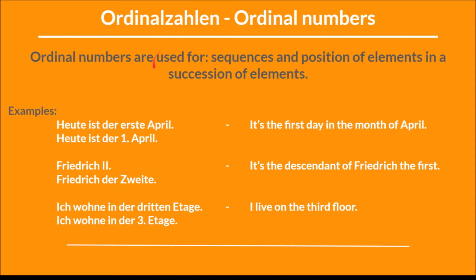So what you can do is you can write the full number, or you can use the number with a dot. Second example, Friedrich der Zweite. It's the descendant of Friedrich the First. Ich wohne in der 3. Etage. I live on the 3rd floor. Same here. First written out, and here the number with the dot.